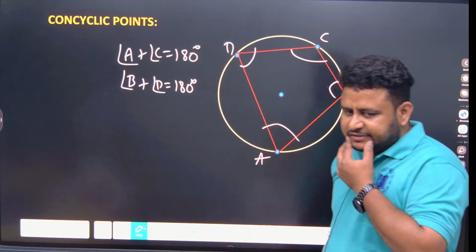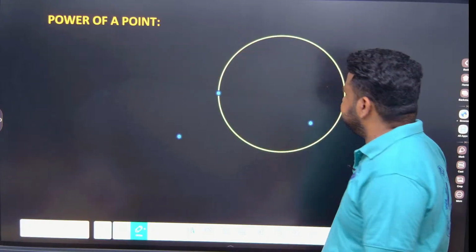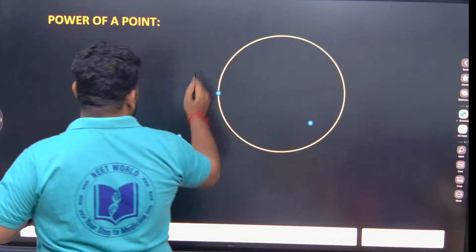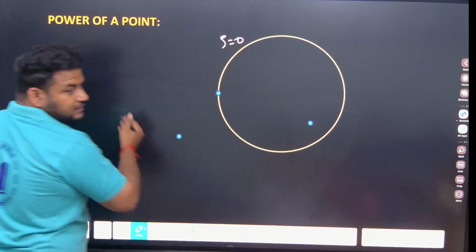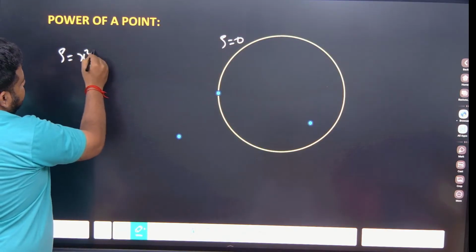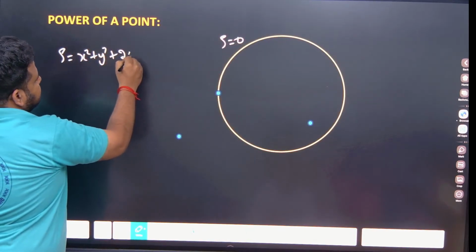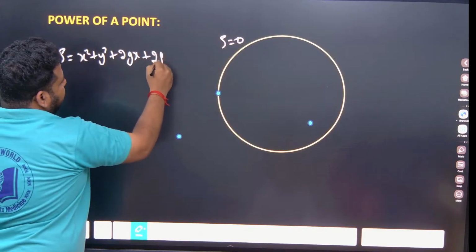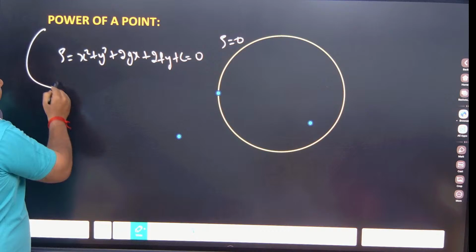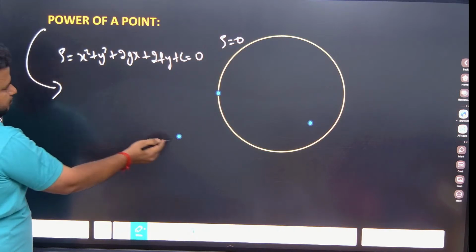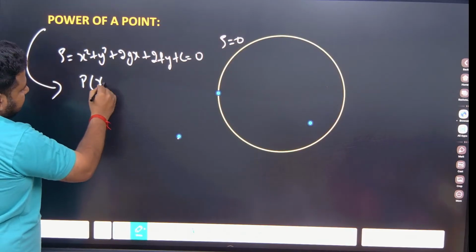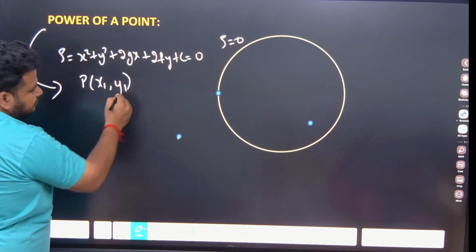Next thing, we will study about power of a point. Now suppose this is a circle, S equal to 0. Let the equation of the circle be S = x square plus y square plus 2gx plus 2fy plus c equal to 0. Then the power of a point: let the point coordinates be P(x1, y1).